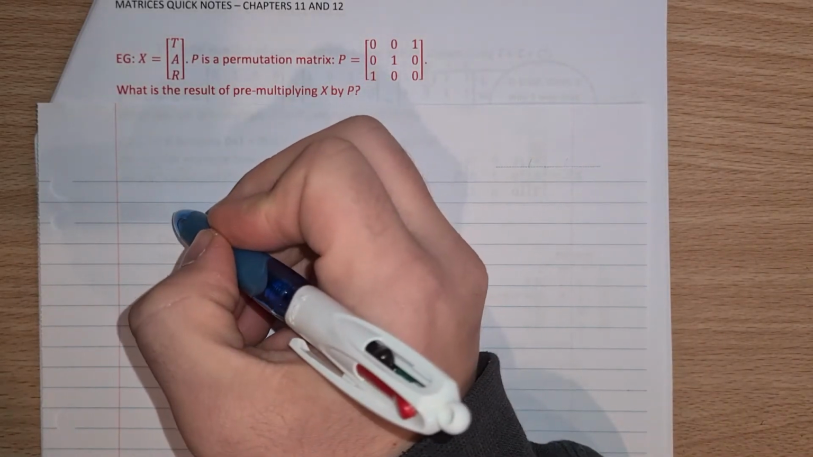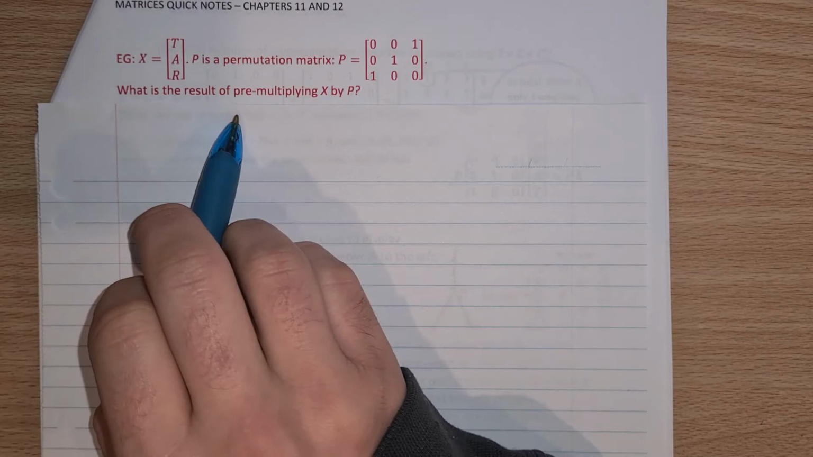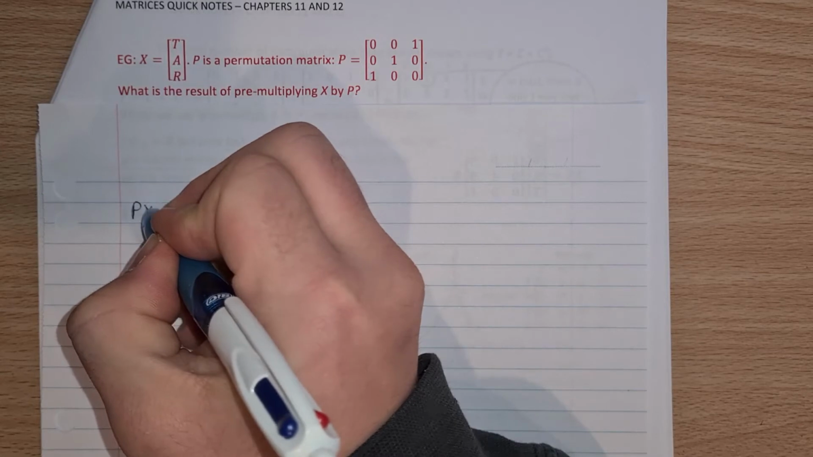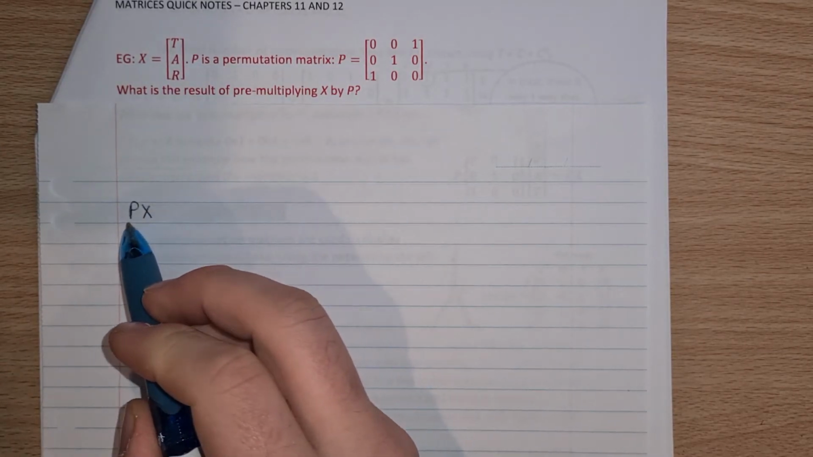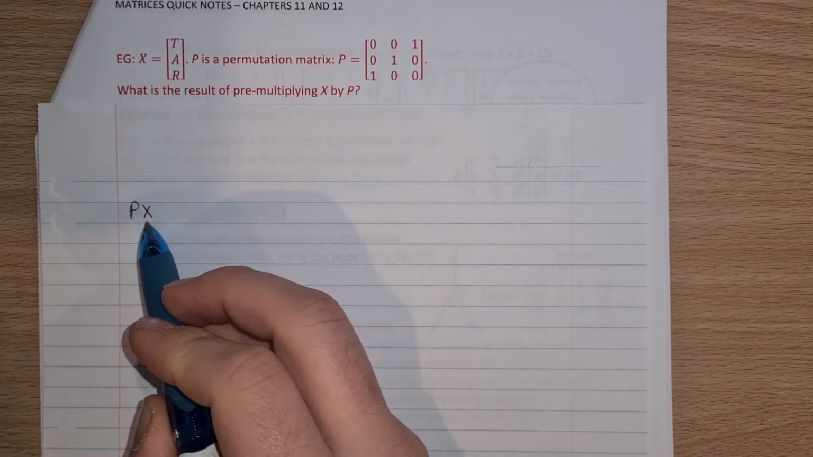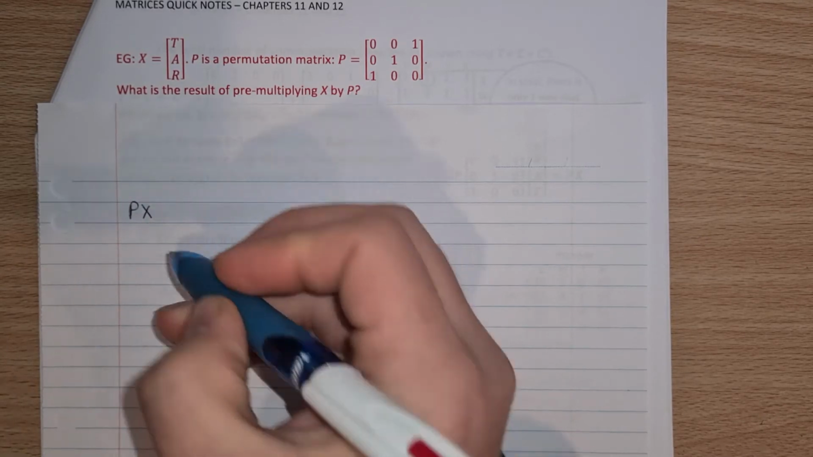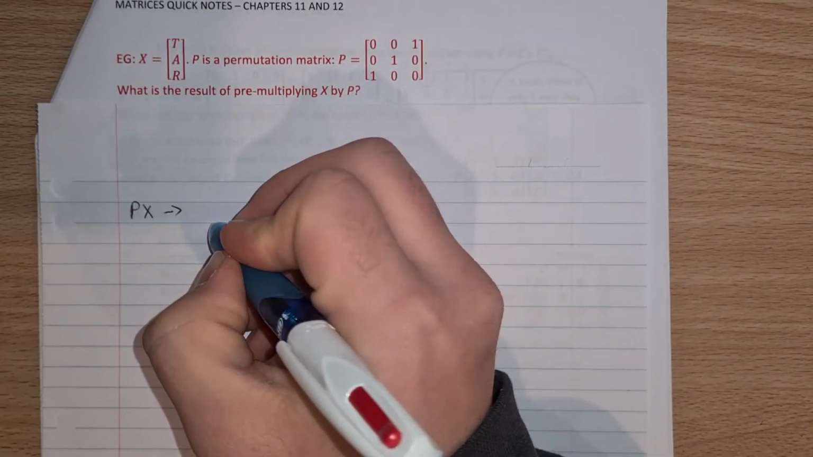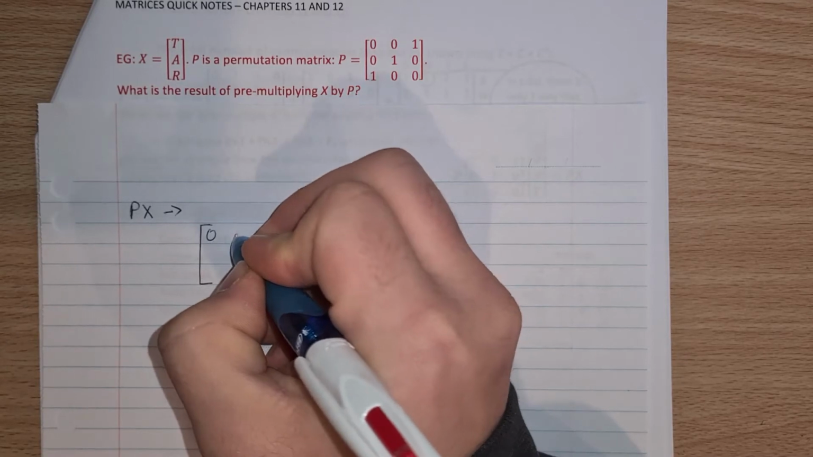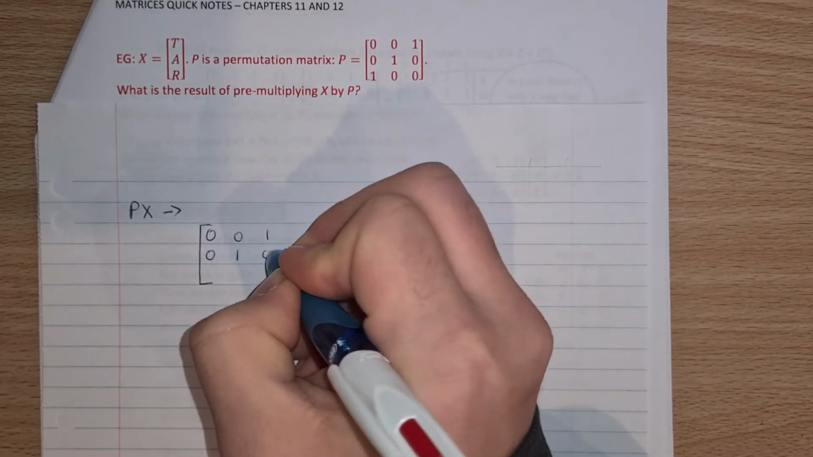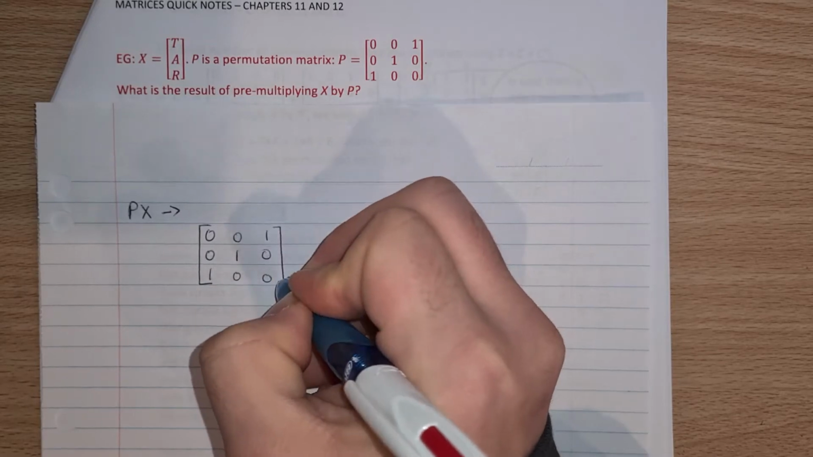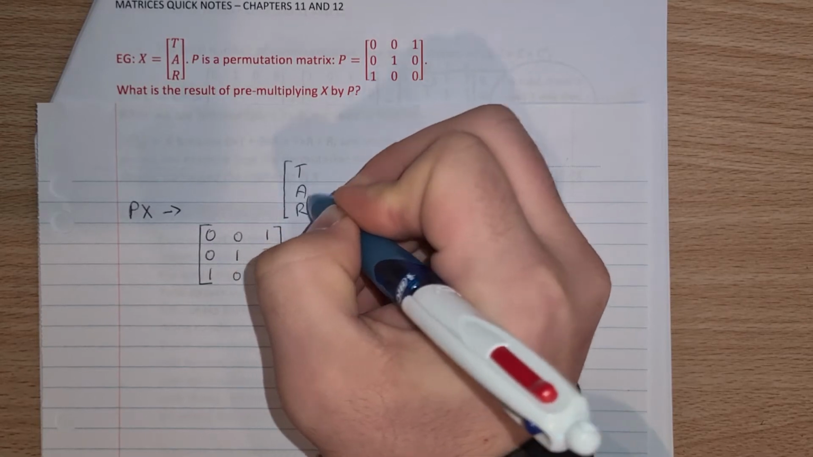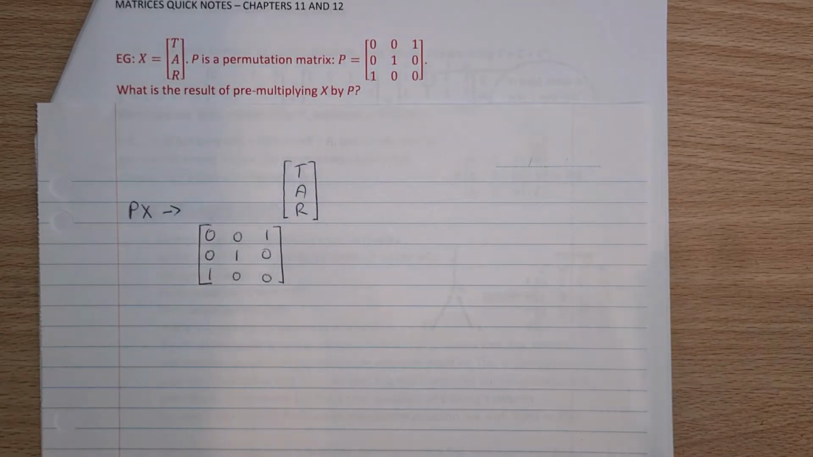If I'm going to pre-multiply X by P, the word pre, remember, means before. So we're multiplying X by P before it. So pre-multiplying X by P, we're finding PX. So what does PX look like? I'm going to set it up the way that we've done it so far. So P, and then I'm going to put X at the top there, and we'll see what comes out at the bottom.